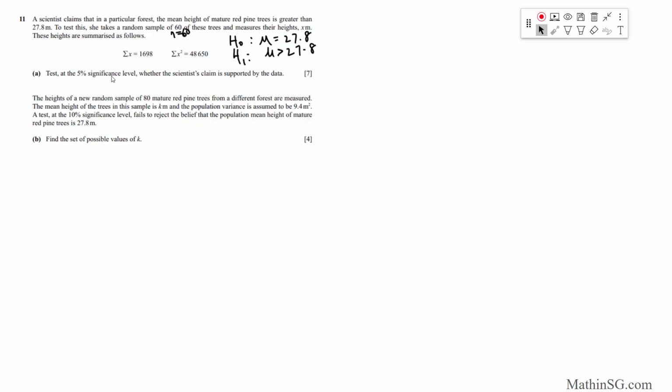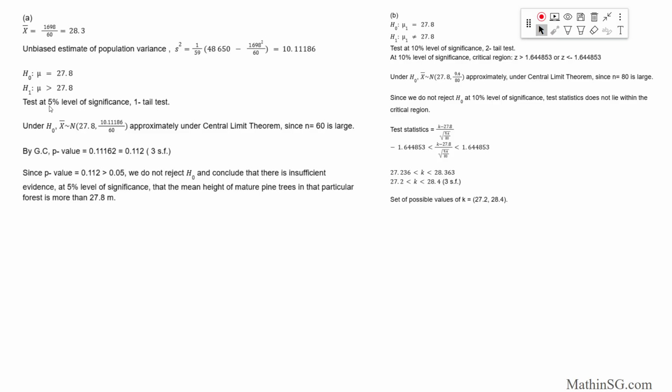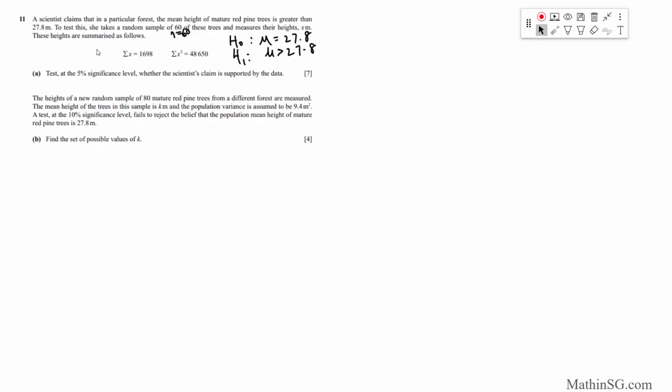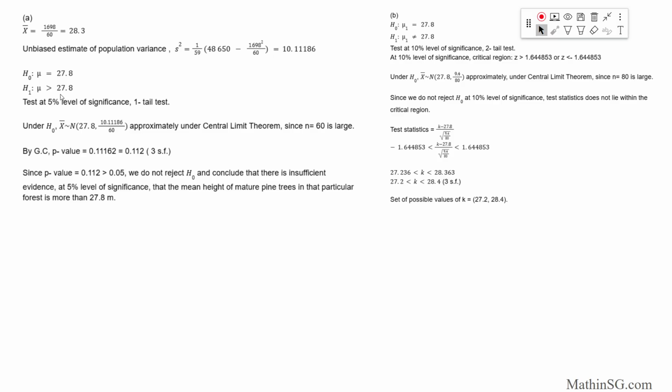Okay, this is a 5% level of significance, and it is a one-tail test because it's greater than, so that's what we wrote here. Did they tell us that this is a normal distribution? No, right? So we need to do our approximation by central limit theorem. So under H0, X bar is approximately normal under central limit theorem since n is large. Then once you have done this, use your GC to find the p-value. And we know that the p-value for this is 0.112.